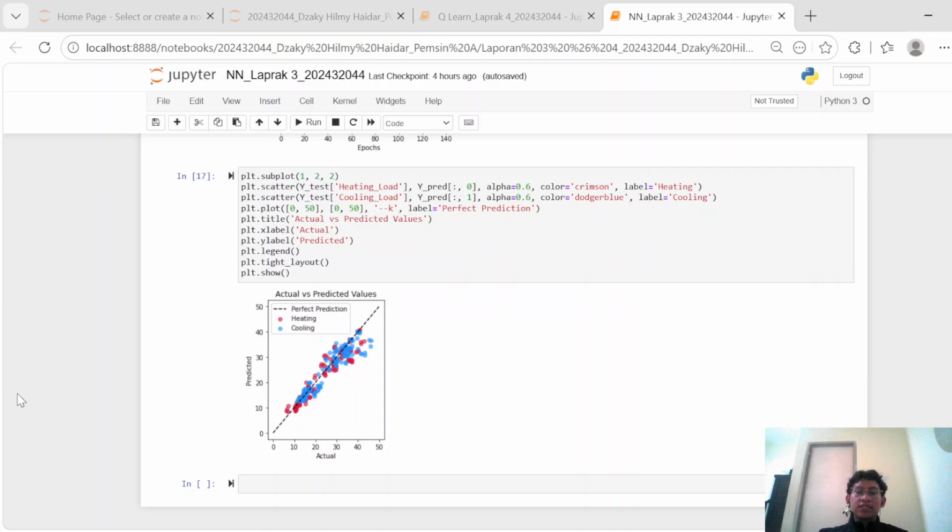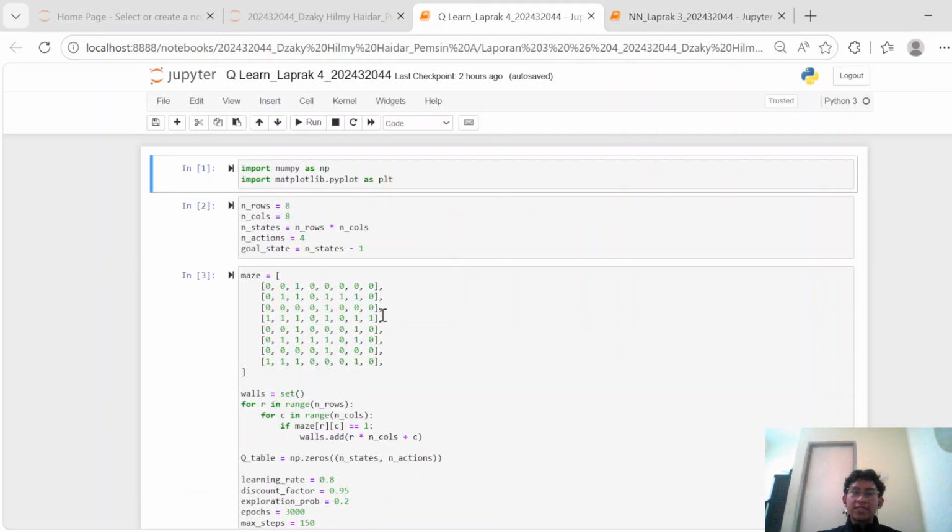In conclusion, this practical successfully demonstrated that an artificial neural network can accurately map structural building parameters to thermal energy demands. In the real world, this model serves as a powerful predictive tool for architects and civil engineers. Also, it can ultimately save substantial operational energy costs. Well, that's it for the first practicum. Now let's move to the second practicum, that is Q-learning.